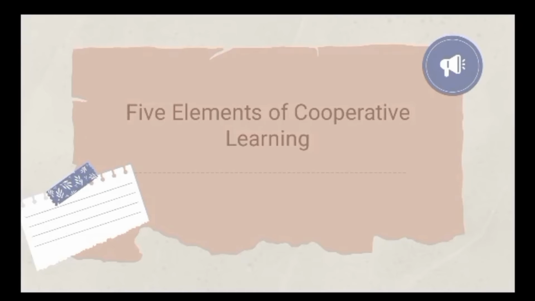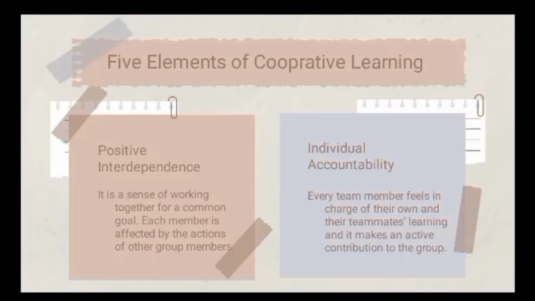If we have top 10 cooperative learning structures, we also have 5 elements of cooperative learning structures. First element, we have positive interdependence. Positive interdependence is a sense of working together for a common goal. Each member is affected by the action of other group members.